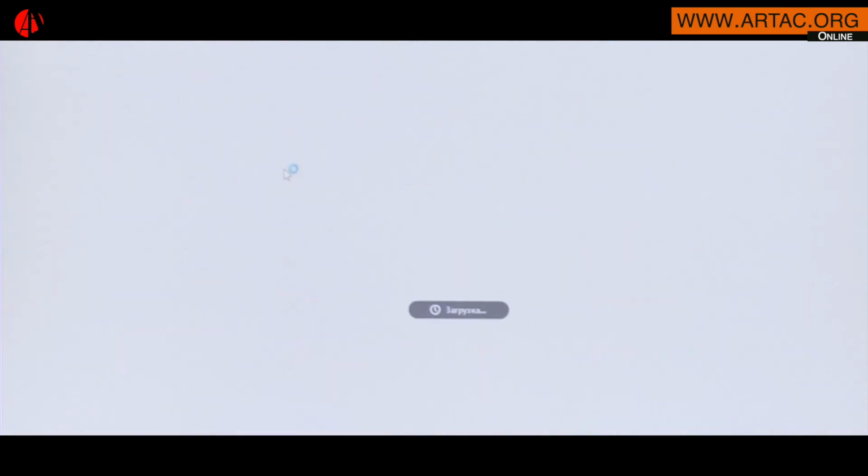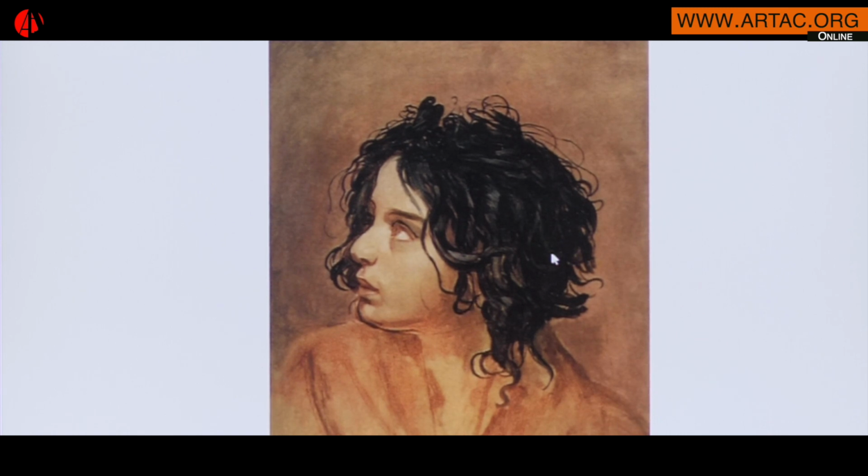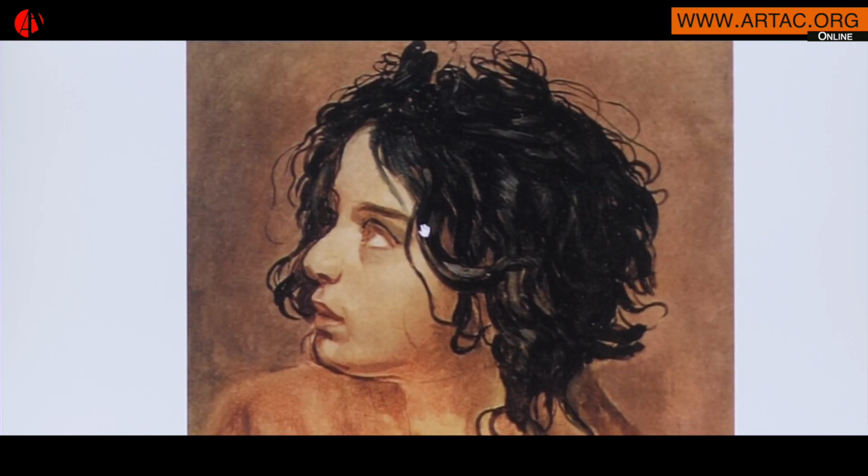Now let's take a look at some portraits which he made for this painting. So here's a portrait of.